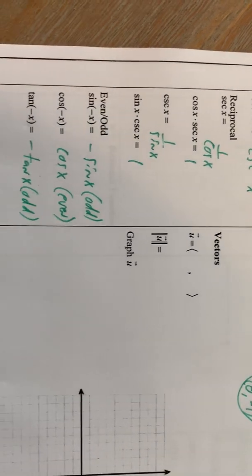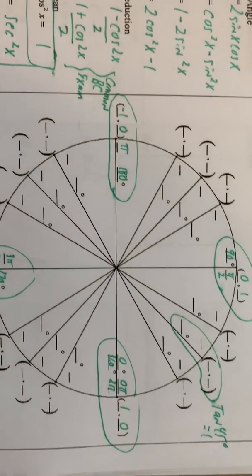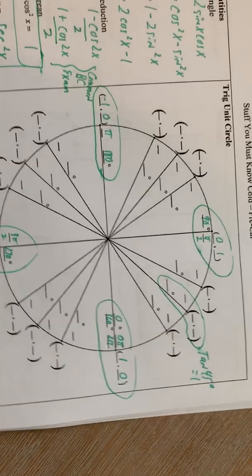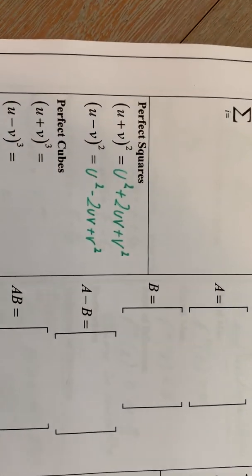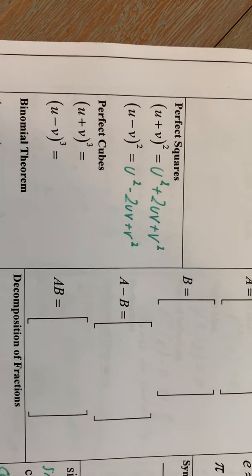And here we got our reciprocals. And then our unit circle again on those particular values that do show up quite a bit. We come over here to our perfect squares. Every once in a while you see that stuff, but you can easily solve that yourself. A lot of blank in this area here.